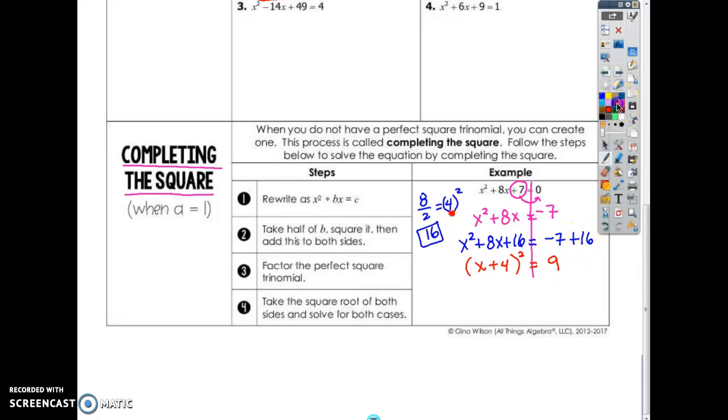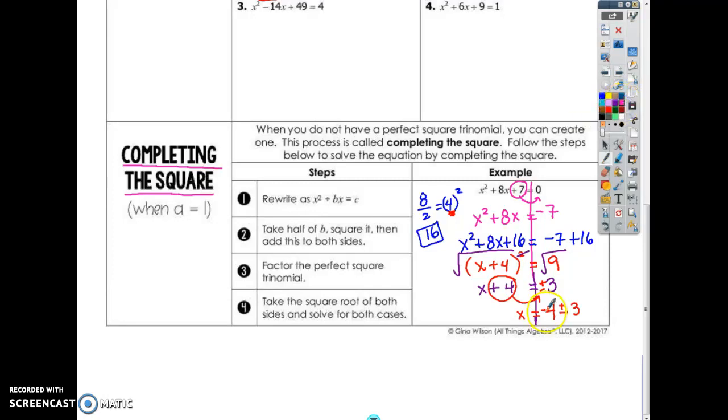And now we can finish it. So square root, square root. The square goes away, so now you have x plus 4 equals, the square root of 9 is 3, plus or minus 3, right? Then you're going to move the 4 over and change the sign. So you have two things. You have x equals negative 4 plus or minus 3.